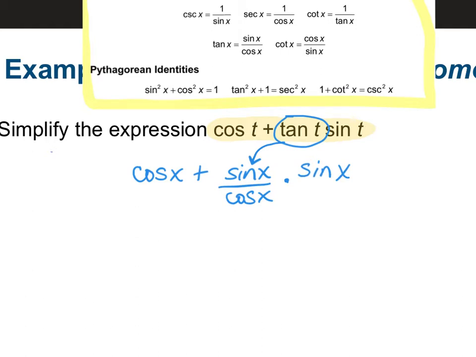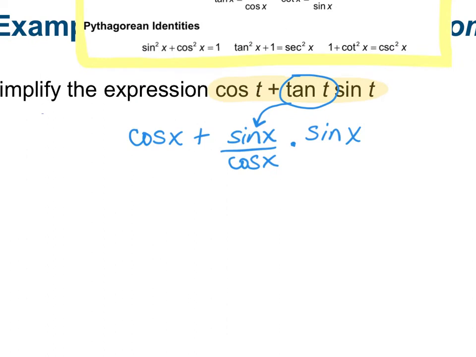Everybody okay with that? Right, now we're just going to follow the rules of math. I still have my cosine of x plus, if I have y times y, what does that give me? Y squared. Here I have sine times sine. What do you think that gives me? Sine squared. So I'm going to rewrite this as sine squared x. We're just simplifying. We're cleaning it up.